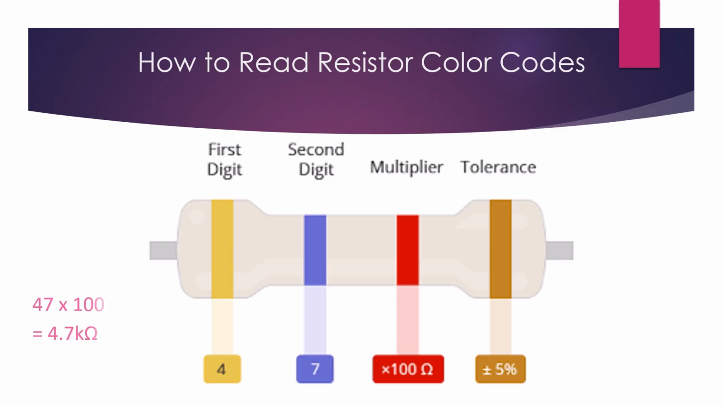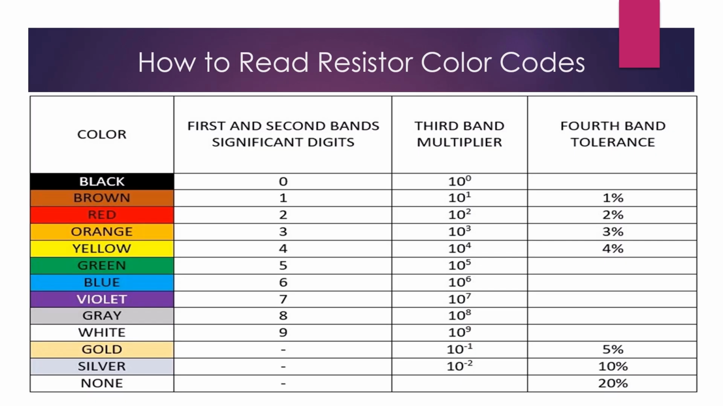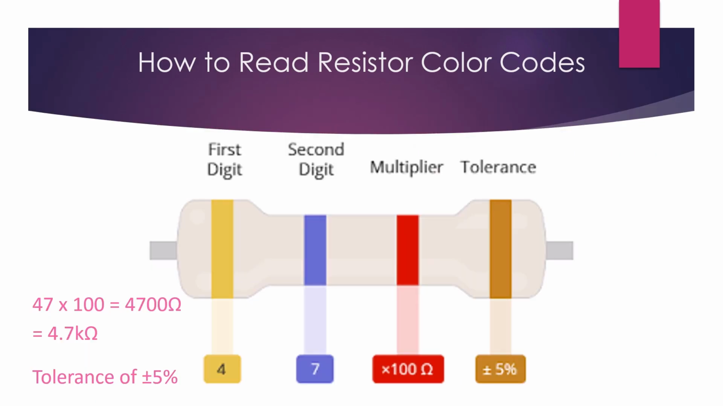Combining the first 2 digits, 47, and multiplying by the multiplier, 100, we get a resistance value of 4.7 kilo ohm. The fourth band is gold, representing a tolerance of plus or minus 5%. Therefore, the resistor has a resistance value of 4.7 kilo ohm with a tolerance of plus or minus 5%. If color codes confuse you, you can use a multimeter to measure the exact value.